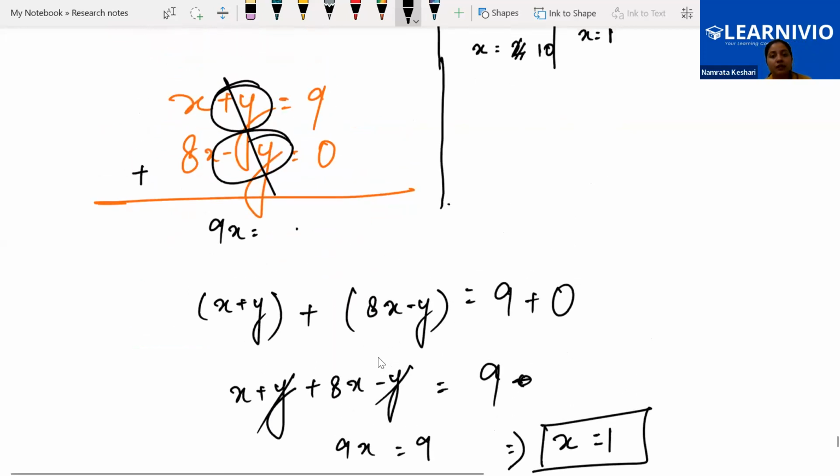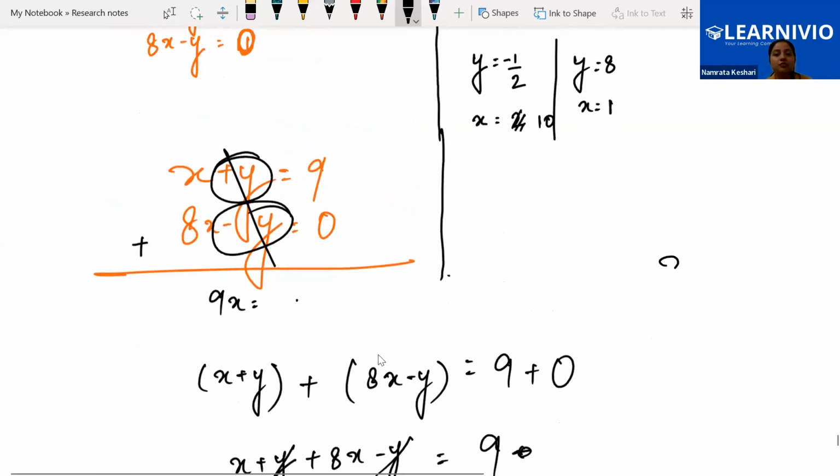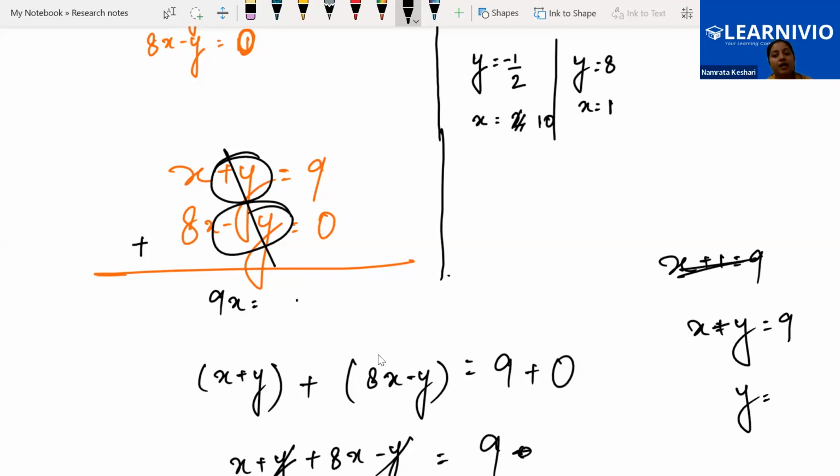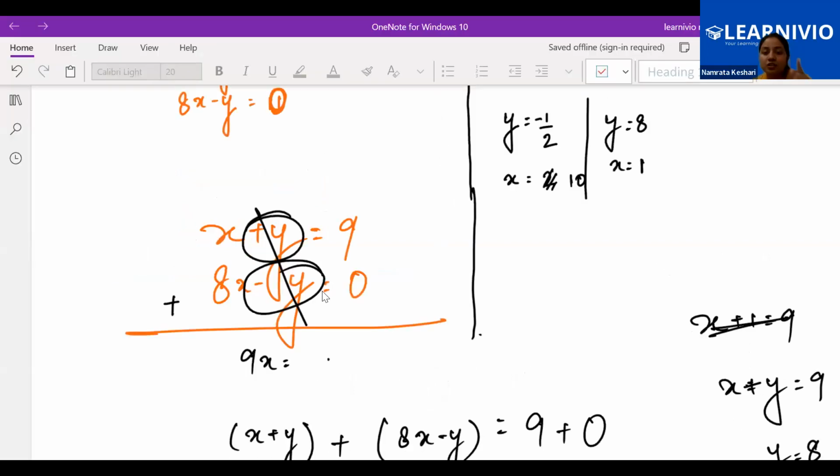If we substitute x equals 1 in any one of the equations, we will get y as 8. So yes, x is 1, y is 8. Perfect, Ziana. And Harshit, please practice all the substitution method and elimination method questions. Just sit with all the questions and do them.